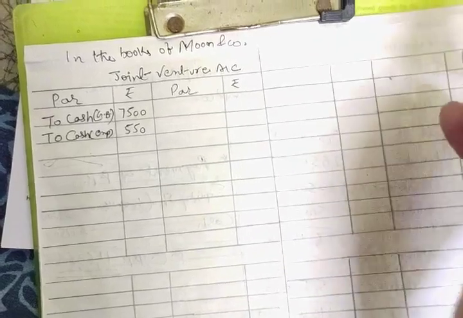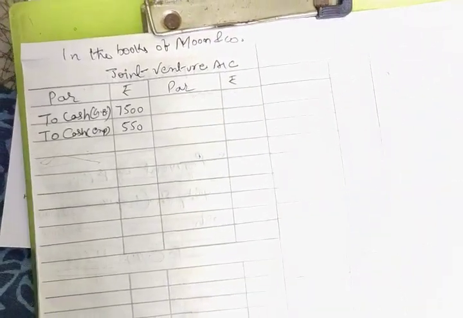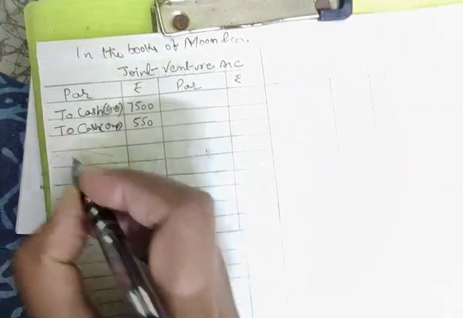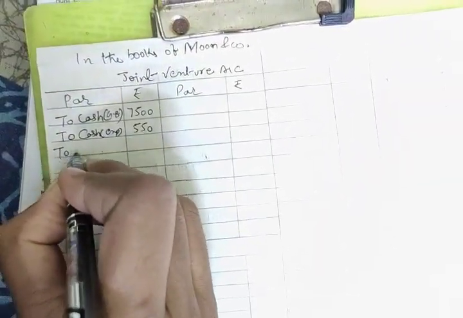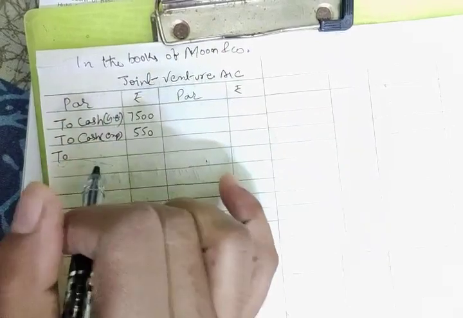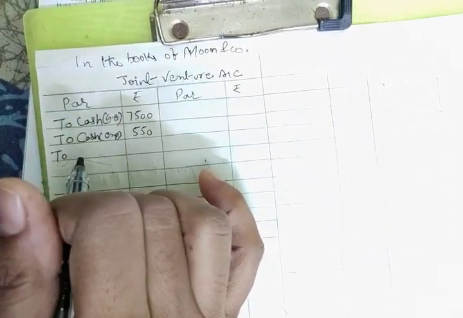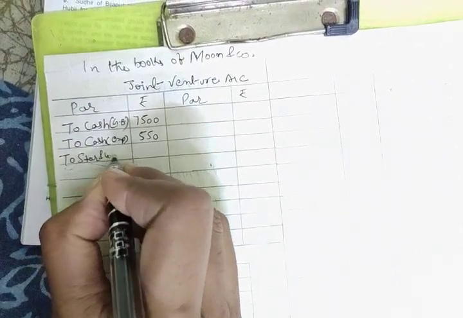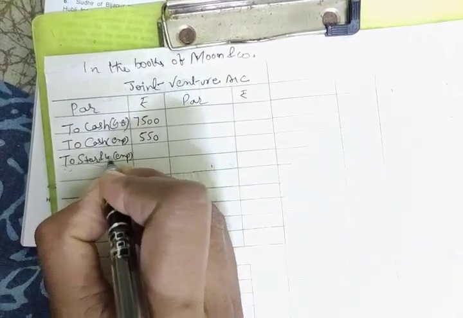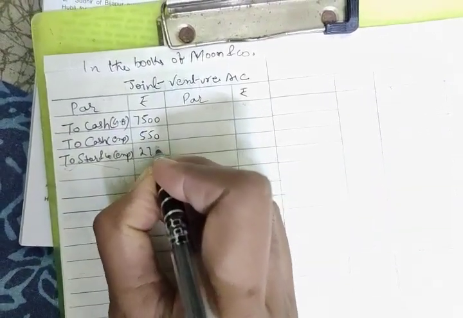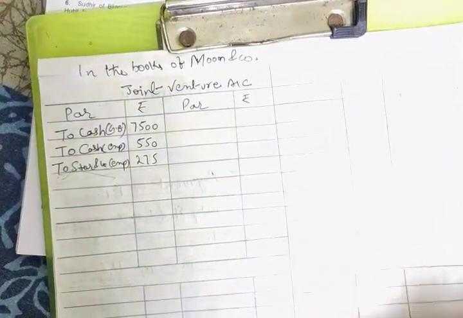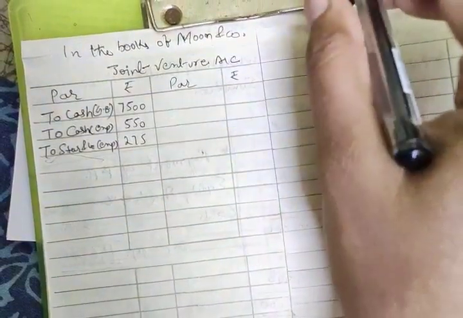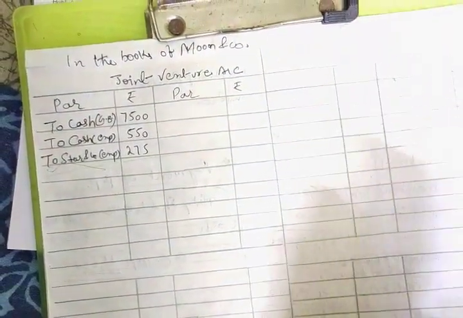Now next we have Star and Company paid rupees 275 for storage, rent, etc. That means now some expenses are paid by Star and Company, and as I told, you are making the books of Moon, so now Star is doing some expense, we have to write the name. So we'll write Star and Company, some expenses they are paying worth rupees 275.